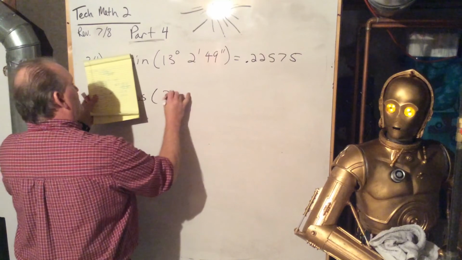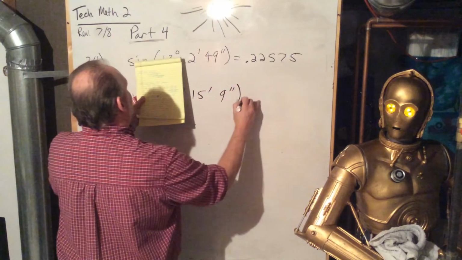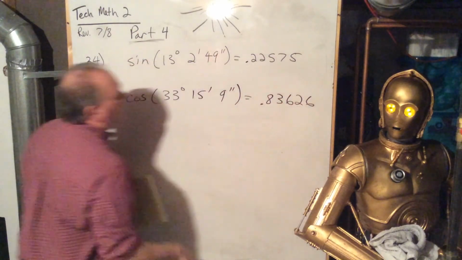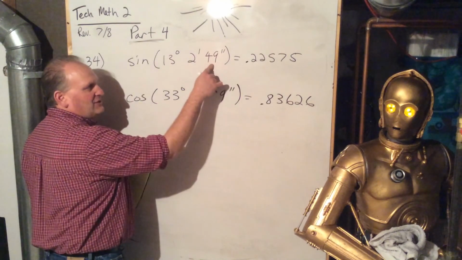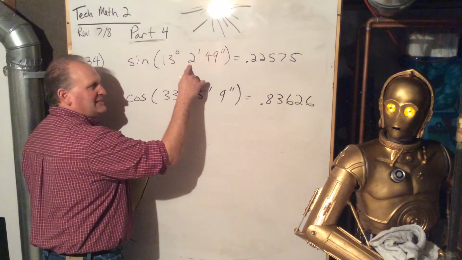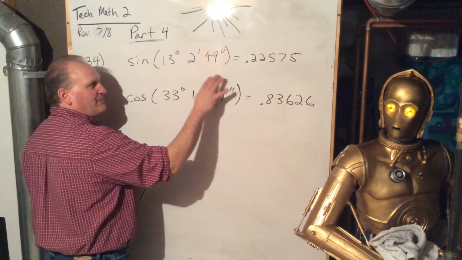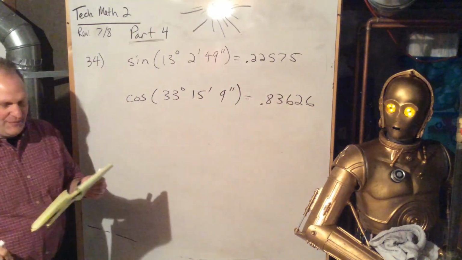Cosine 33 degrees, 15 minutes, 9 seconds, 0.83626. Again, if you want to do it a slightly different way, you divide that by 3600, divide that by 60, add it to 13, and do the 13 point blah, blah, blah, the sine of 13 point, and then that'll give you the same answer.